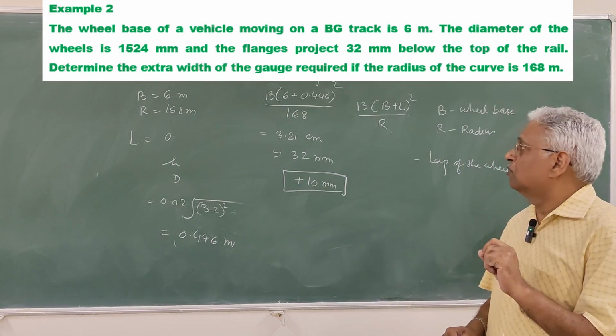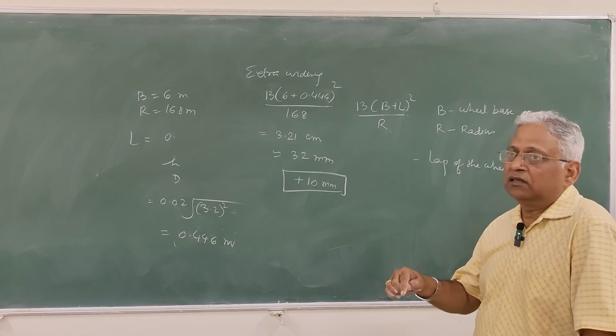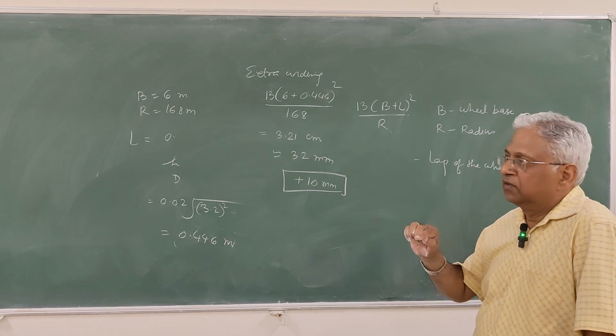So friends, that is how we calculate the extra clearance on horizontal curve and extra width of the gauge on a curve in case of railways.